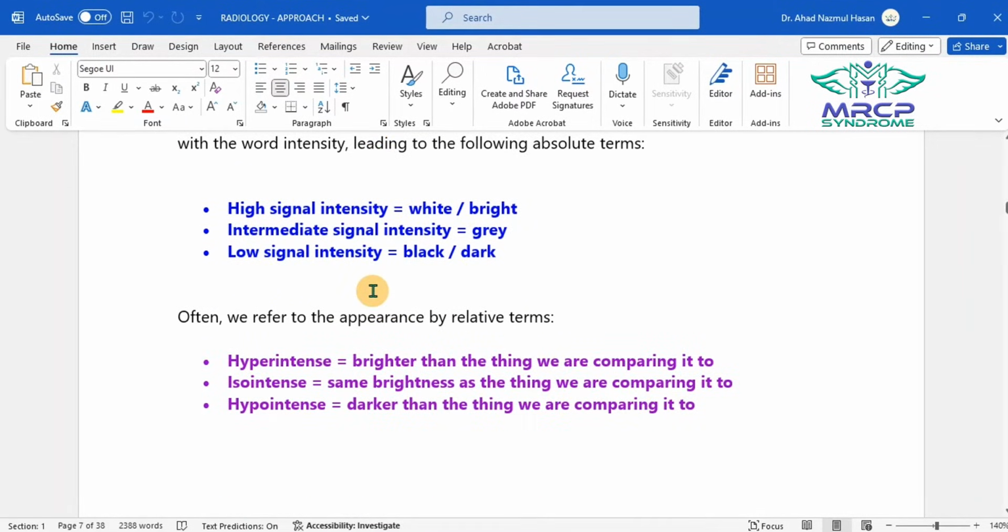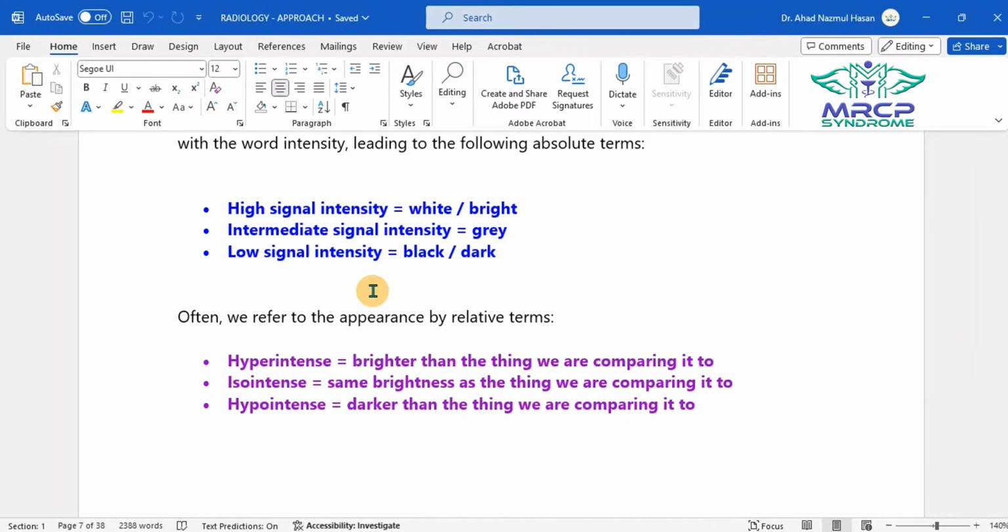And another most commonly used terminology is the sequence. A sequence is the single protocol used to acquire an image, and a long list of MRI sequences are used, but most commonly we go for the T1 weighted image and T2 weighted image. Other than T1 and T2, two others are also used.